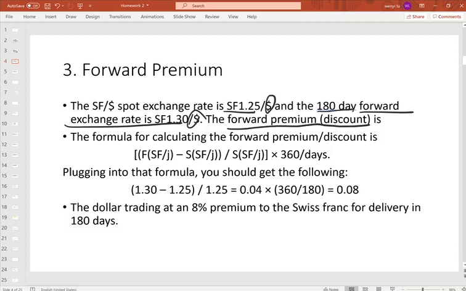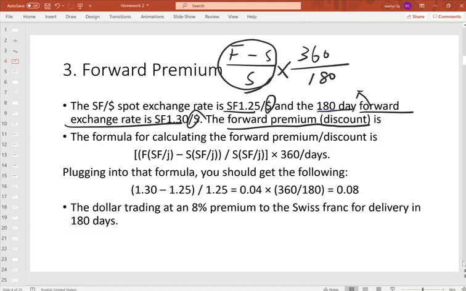The formula for the forward premium or discount should be forward rate minus spot rate over spot rate, times how many days in a year, right? Then over how many days in this forward contract? This forward contract has 180 days, right? So that means you are rolling this contract how many times? So our spot rate is 1.25, right? Our forward rate is 1.3, right?